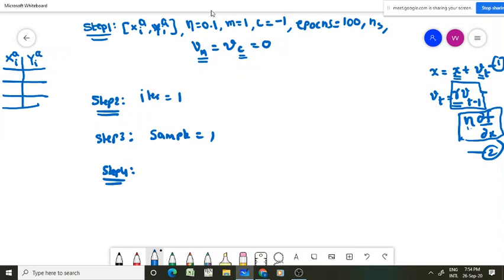Suppose you want to calculate the velocity at iteration equal to 1, then velocity equals gamma into the velocity in the previous iteration, that is the initial velocity, which is 0, minus eta into dou f by dou x, which is the gradient. If you want to calculate the velocity, you need the gradient. So you have to calculate the gradient first, later we will calculate the velocity.